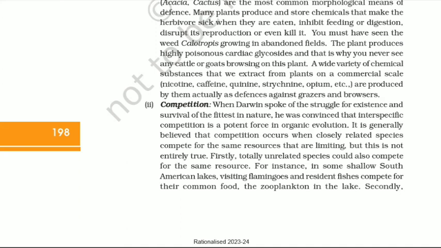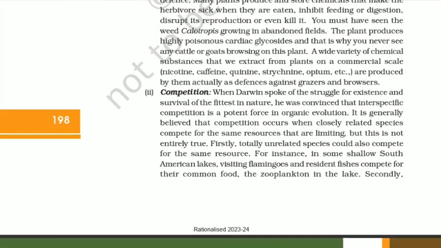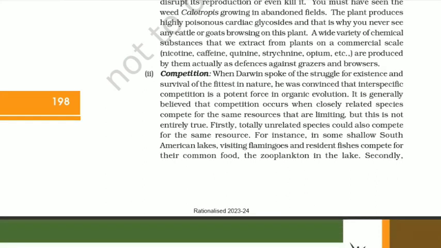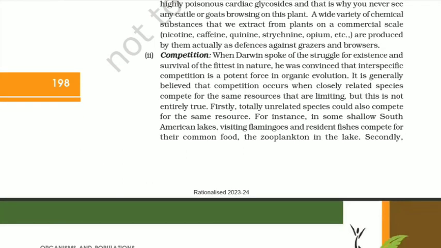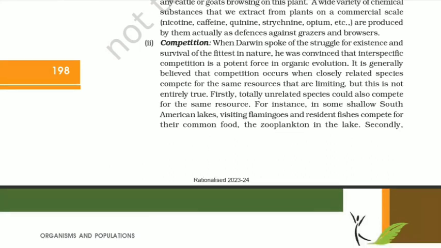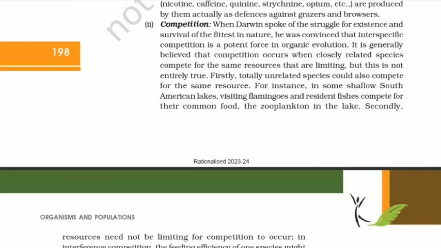You must have seen the weed Calotropis growing in the abandoned field. The plant produces highly poisonous cardiac glycosides, and that is why you never see any cattle or goat browsing on this plant. A wide variety of chemical substances that we extract from plants on a commercial scale, that is nicotine, caffeine, quinine, strychnine, opium, etc., are produced by them actually as defenses against grazers and browsers.